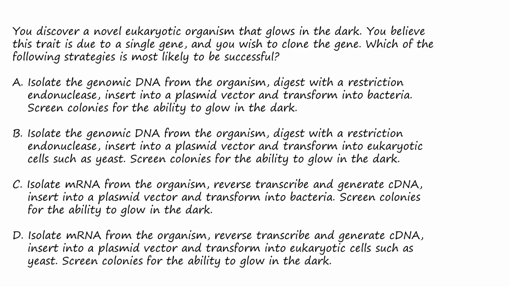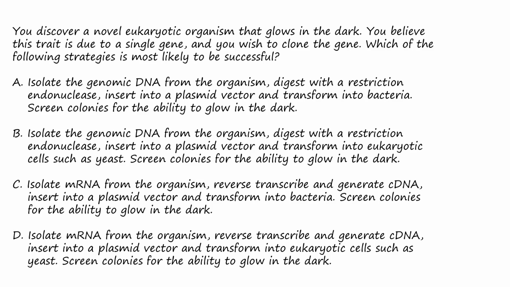B. Isolate the genomic DNA from the organism. Digest with restriction endonucleases. Insert into a plasmid vector and transform into eukaryotic cells such as yeast. Screen colonies for the ability to glow in the dark. C. Isolate mRNA from the organism. Reverse transcribe and generate cDNA. Insert into a plasmid vector and transform into bacteria. Screen colonies for the ability to glow in the dark.